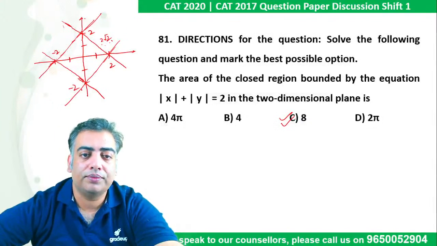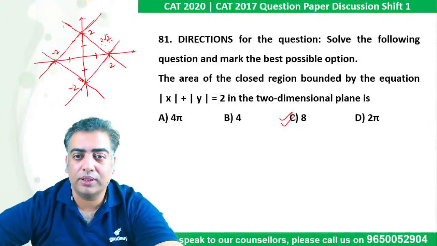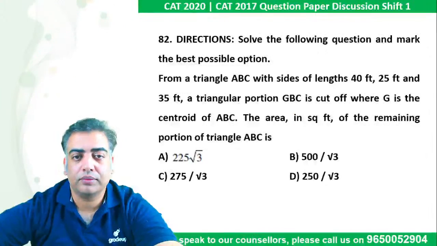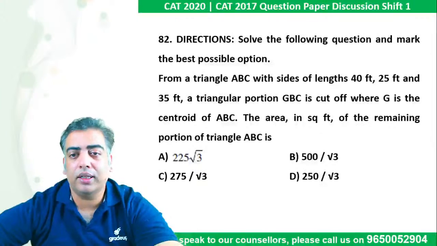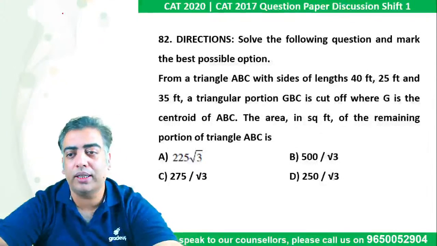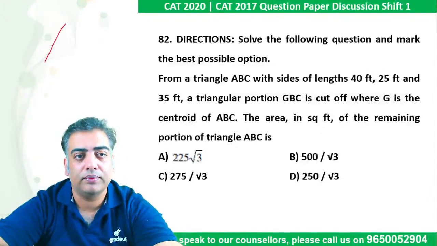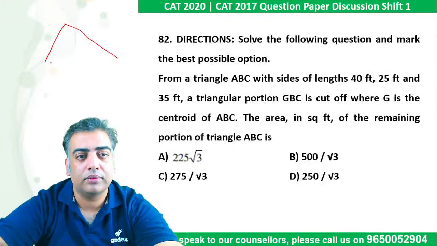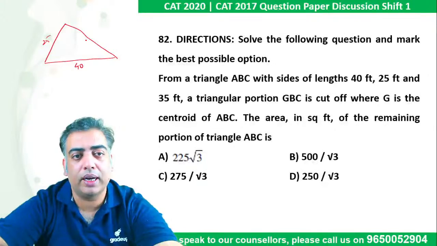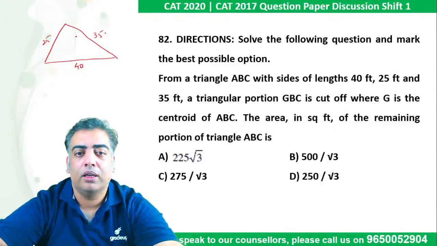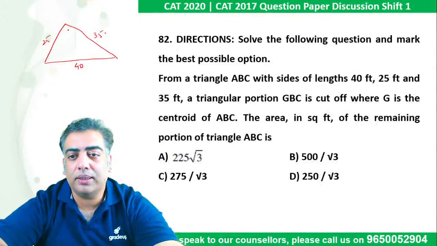All right. So let's move on. From a triangle with sides of lengths 40, 25 and 35. So let it be 40, 25 and 35. A triangular portion GBC is cut off where G is the centroid.